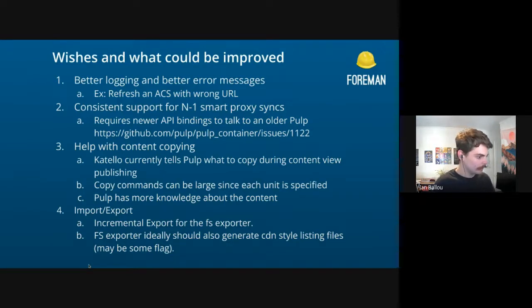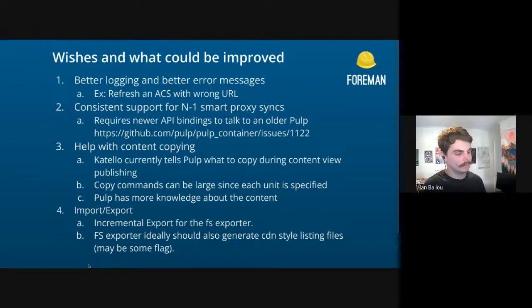And the other things, so number three is just a thing I added. I thought it'd be cool. Kind of a big future feature. You know, maybe it could never happen, but having some help with content copying could be neat. Because Katello right now just tells Pulp what to copy. And if there was something where we could tell Pulp, maybe, you know, copy this set of data from some kind of search or something like that.